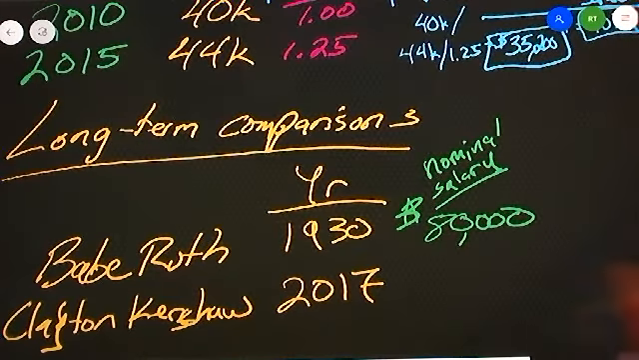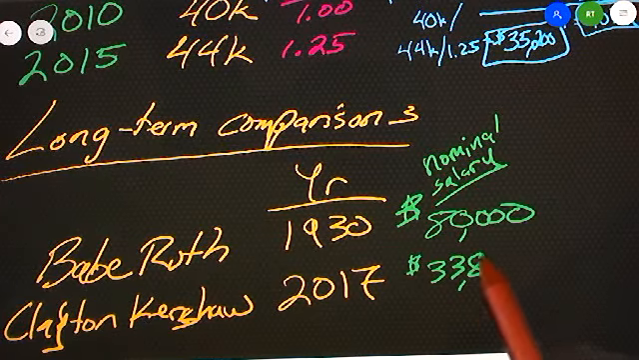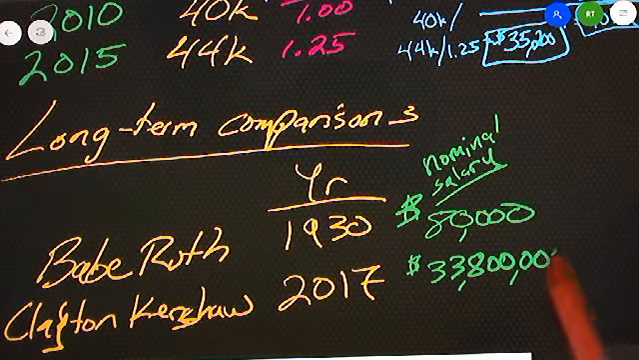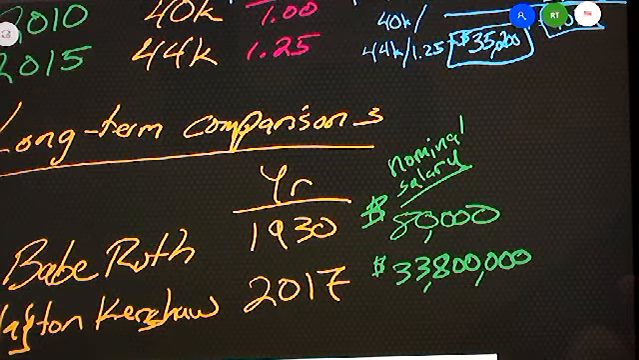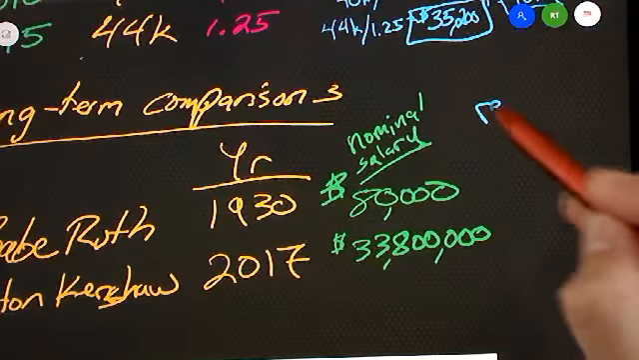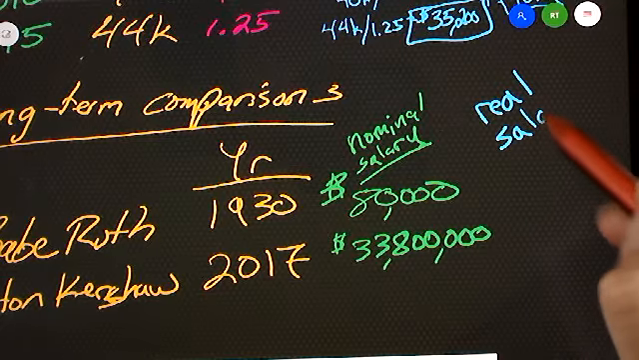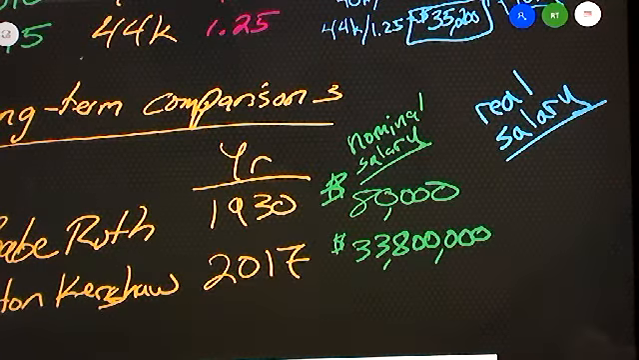Clayton Kershaw in 2017 made $33,800,000. Probably more what you expected with sports people, right? But what do we care about at the end of the day, right? We care about the real salary, right? The real salary is going to actually tell me how those two individuals lived, right? The standard of living, the amount of actual stuff that they could buy with that money.